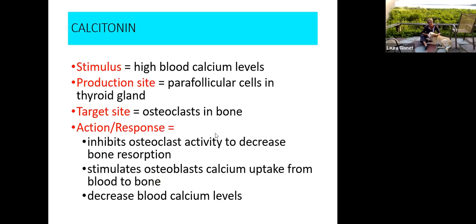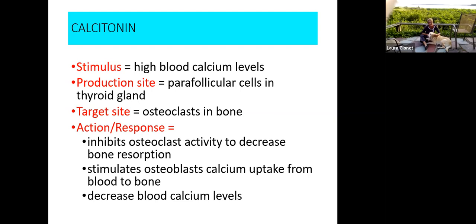Calcitonin. So the stimulus for calcitonin is high blood calcium levels, like you learned in EMP1. Production site is the parafollicular cells of the thyroid gland. The target is osteoclasts and bone, as you know. The response is to inhibit the osteoclast to decrease bone resorption, because if calcium levels are high, osteoclasts break down bone. So we want to inhibit them, and so you don't keep putting more calcium in the blood. And we stimulate the osteoblast because this is a good time to take the extra calcium that we have in blood and store it.